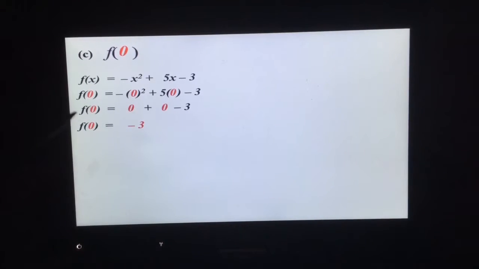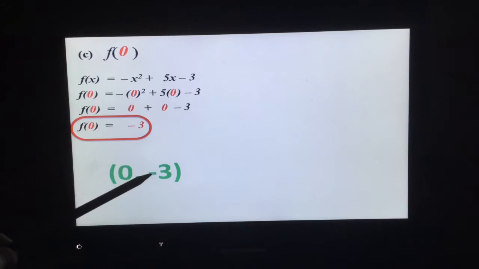Okay? So this right here would be the answer, and the ordered pair that we would call this one would be the point 0, negative 3. Again, because 0 is the x, which is what we put in there, and then negative 3 is the outcome, and the outcome is y.